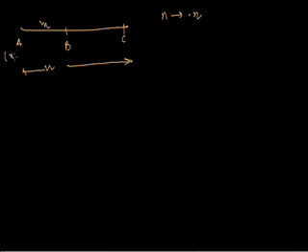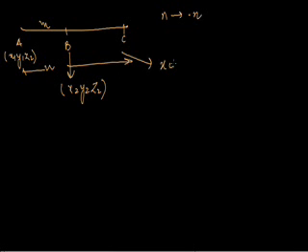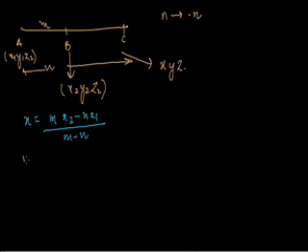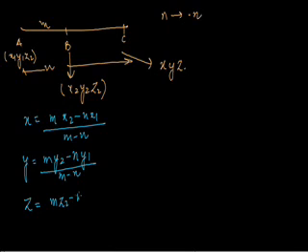So A is equal to (x1, y1, z1), B is equal to (x2, y2, z2), and let C be equal to (x, y, z). We have to calculate the values of x, y and z. So x will be equal to (m x2 minus n x1) upon (m minus n), y is equal to (m y2 minus n y1) upon (m minus n), and z is equal to (m z2 minus n z1) upon (m minus n).